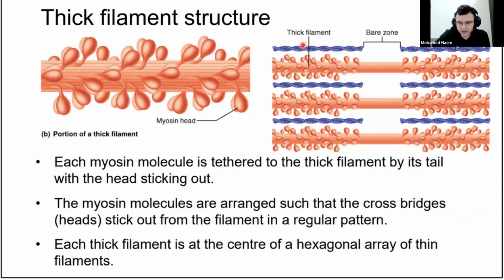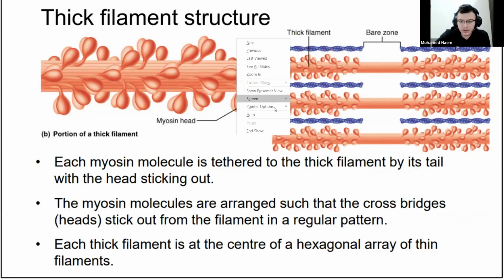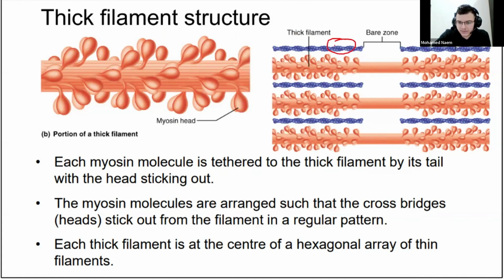Let me just use the pen for a sec. See, guys, this is the thin filament, right? And this is the thick filament. Why are the heads out like that? So they can bind to the thin filament. If they were in, there would be no binding, so the cross bridging won't happen.